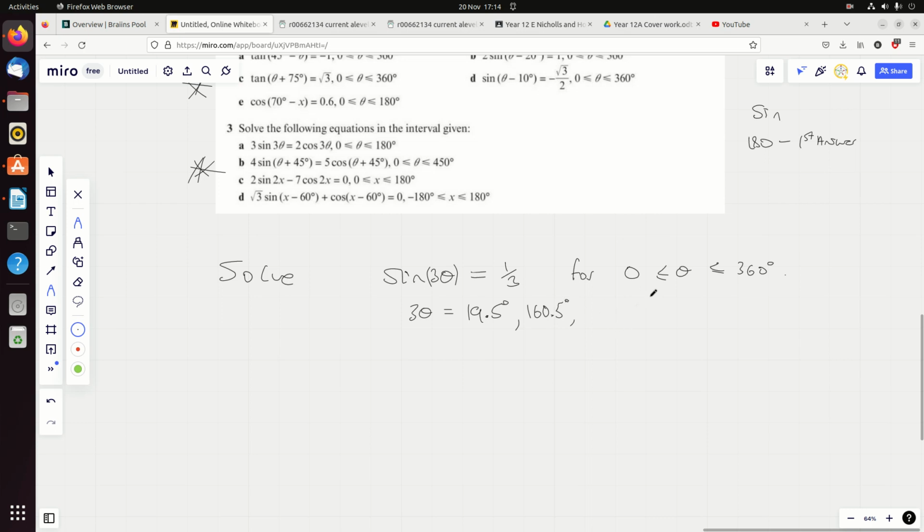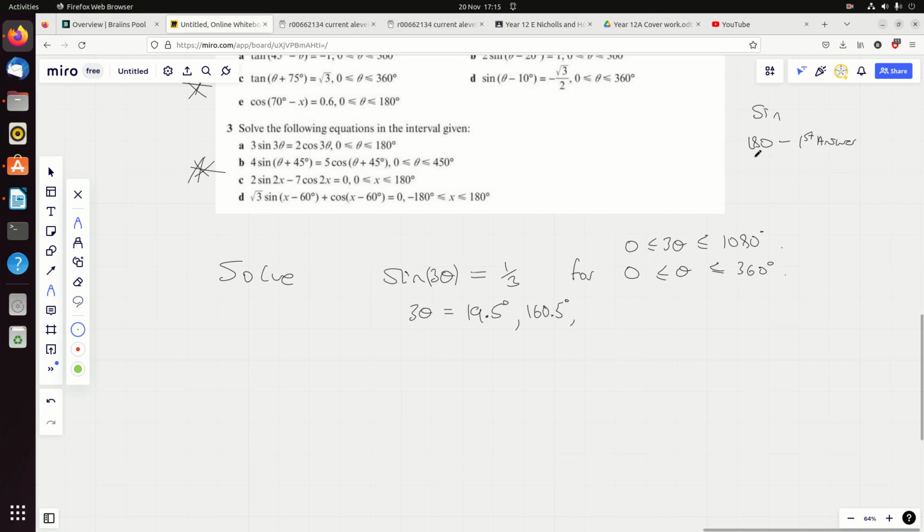Now, don't forget that theta's trapped between 0 and 360, which means 3 theta would be trapped between 0 and 1080. So we've actually got 6 answers to find here, because if you change sine x into sine 3x, you squash it by a factor of 3, and there are lots more peaks and troughs. Typically there are 2 answers from 0 to 360, so going from 0 to 1080, there are going to be 6 answers. 3 times 2 is 6.